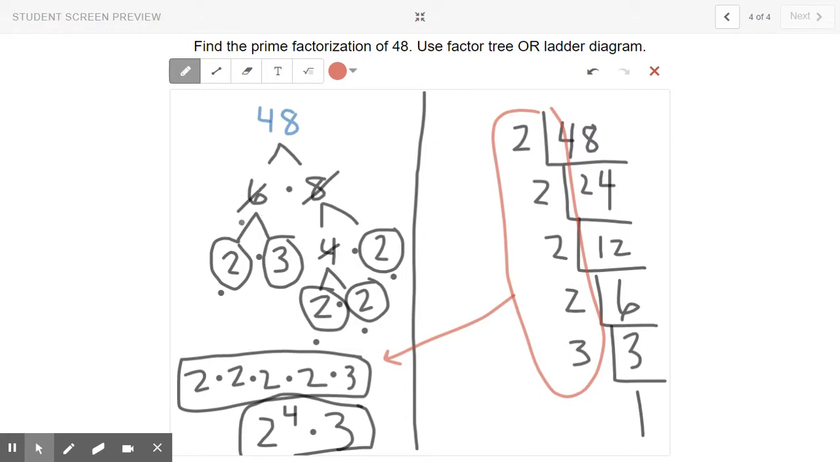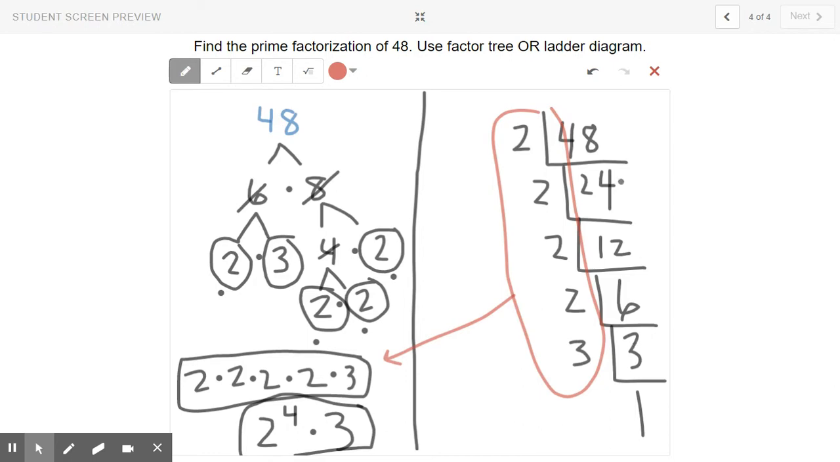2 times 3 is 6. So here I cross out 6, saying how 6 is no longer there. It became 2 and 3. Both 2 and 3 are prime. So let's look at 8. 2 times 4 makes 8. 2 is prime, so I circled it. Now 4 could be written as 2 times 2 to make 4. So now the factors that are left that are circled is our answer. 2 times 2 times 2 times 2 times 3. Or 2 to the 4th power times 3.